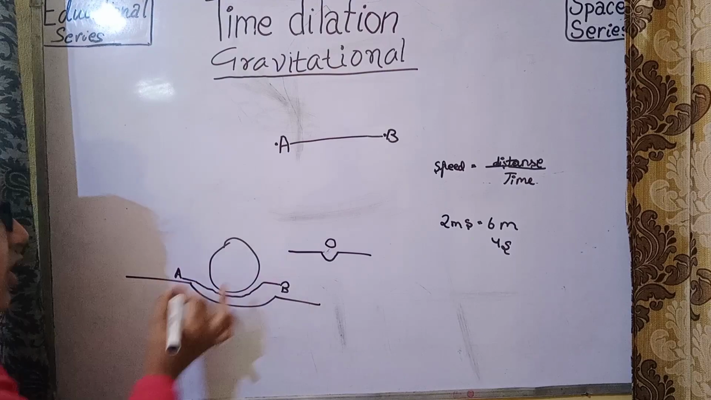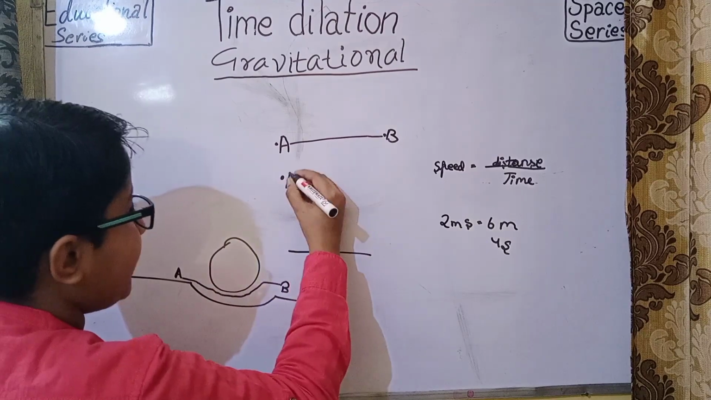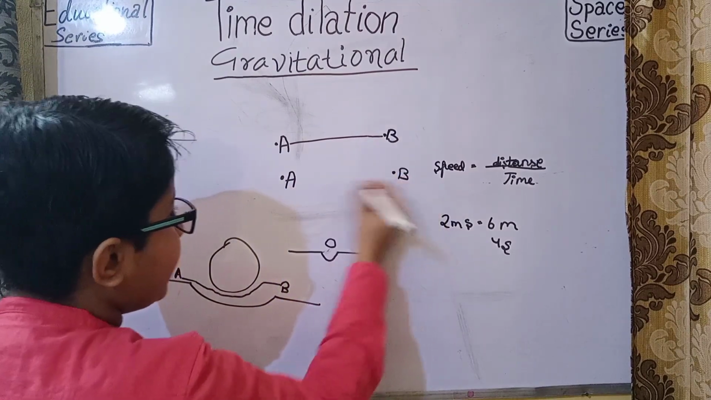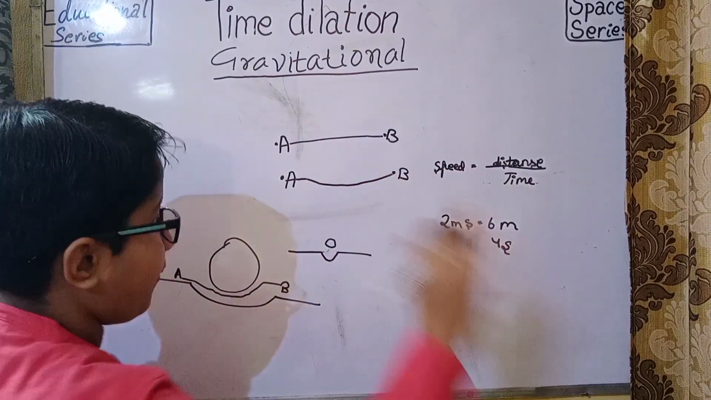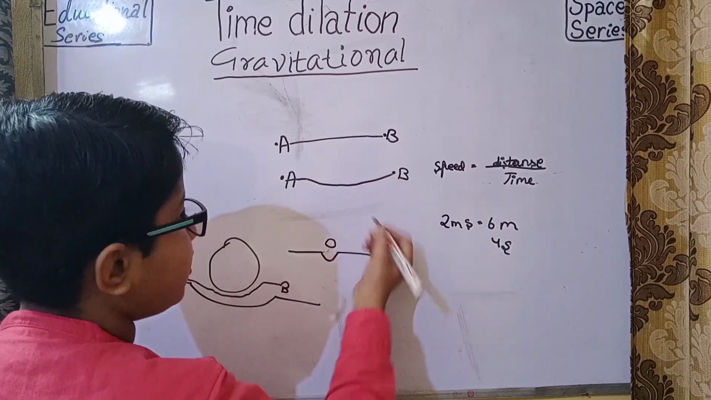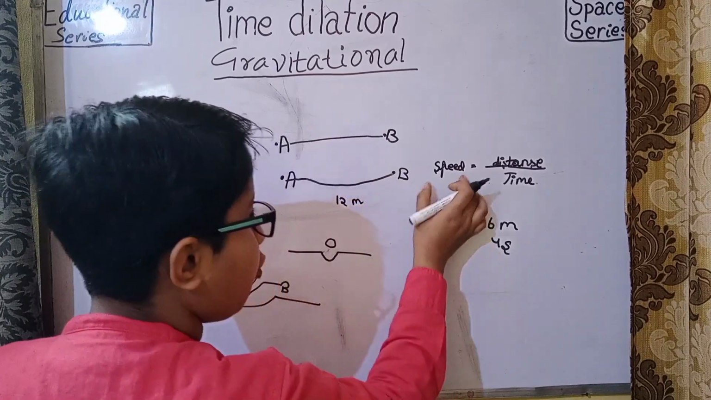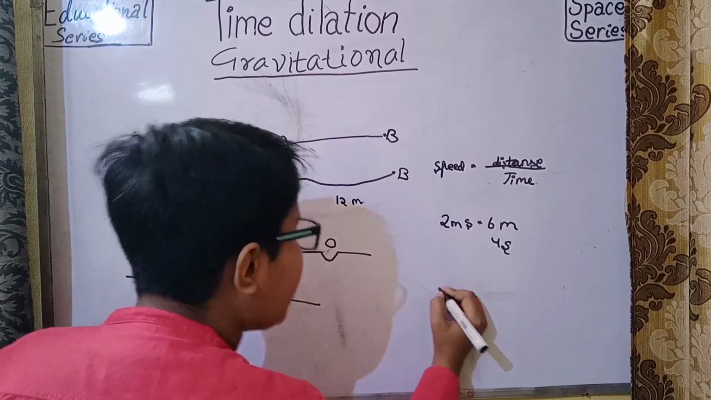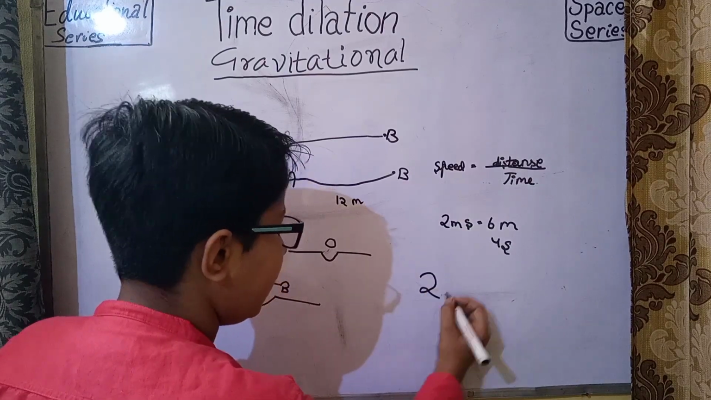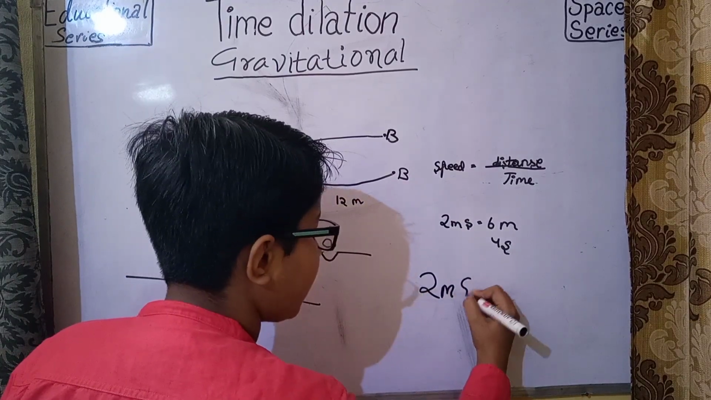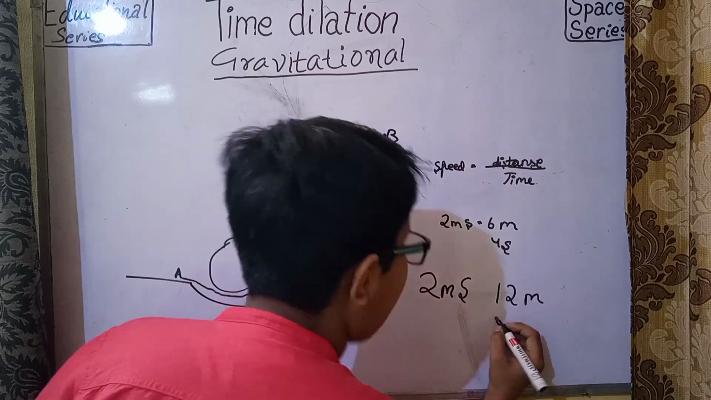Now let's see the case of a gravitationally bent area. The distance from point A to point B is increased because of the gravitation. The light has to move in a curved path. Now suppose the distance is 12 meters. The same rule: speed is equal to distance by time. The speed of light does not change in any area of the universe according to physics, so the speed is 2 meters per second and the distance is now 12 meters. So now the time will be 6 seconds.